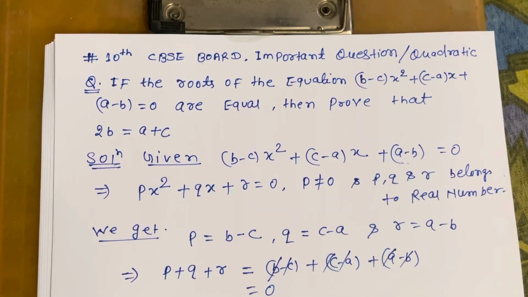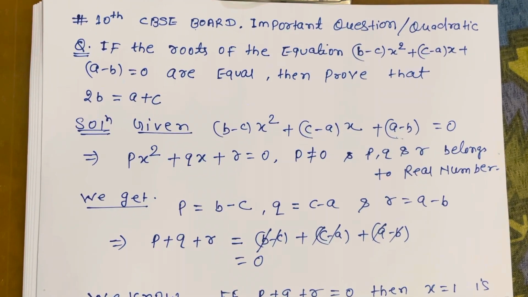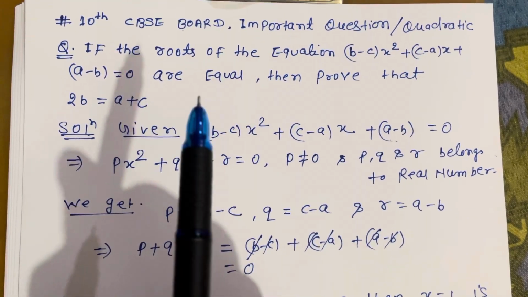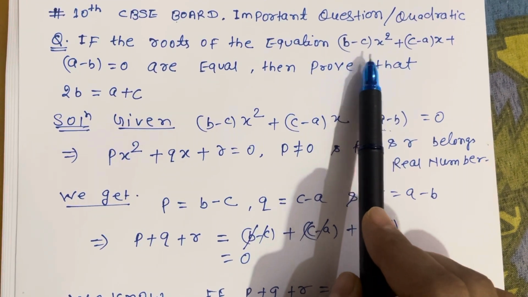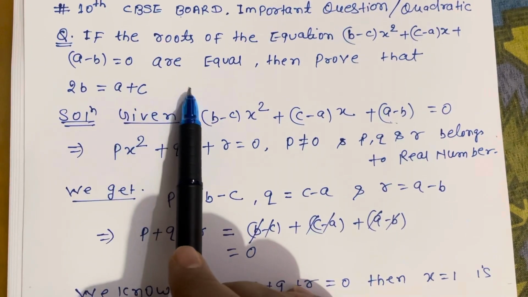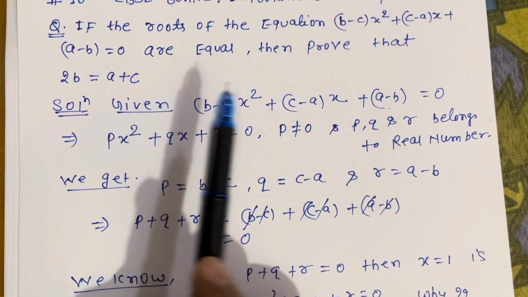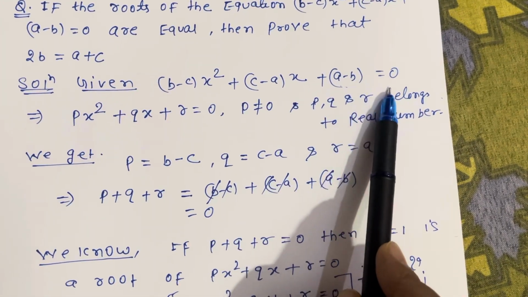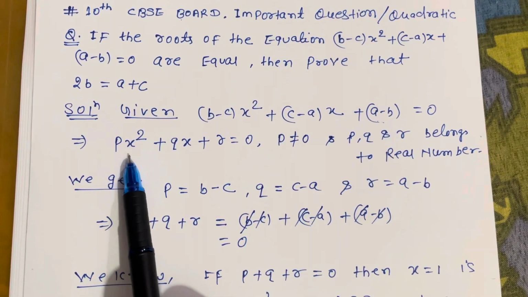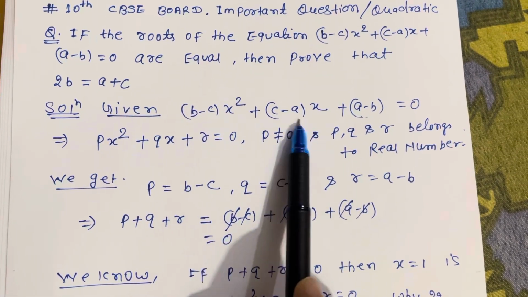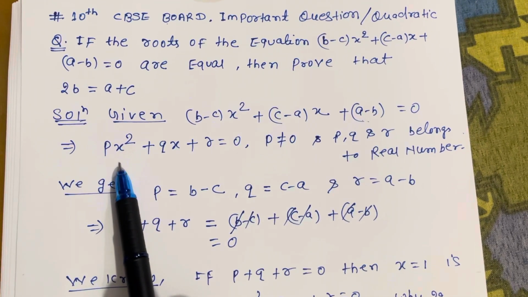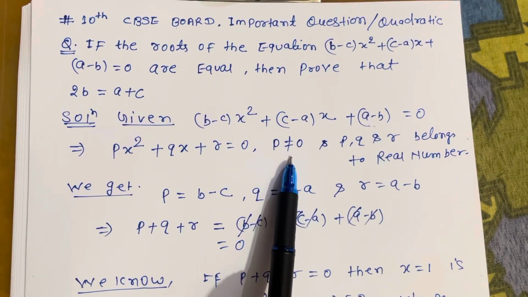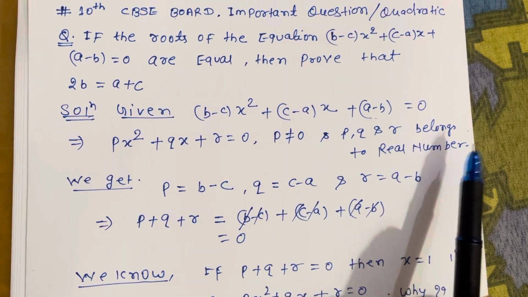I'll repeat once again. This question is highly important for the CBSE Board Exam 2025. This question is from quadratic equation. The question is: if the roots of the equation (b minus c)x square plus (c minus a)x plus (a minus b) is equal to 0 are equal, then prove that 2b is equal to a plus c. Here I have taken px square plus qx plus r because a, b, c terms are already given. You can even take ax square plus bx plus c, but make sure you take capital A, capital B, capital C. p is not equal to 0 and p, q and r belong to real numbers.